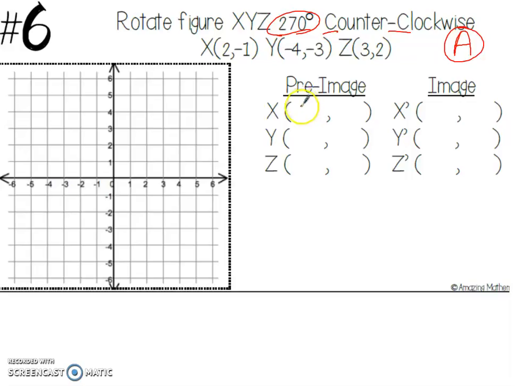So let's see. My first one is 2, -1, -4, -3, 3, 2. I'm going to go ahead and plot that one. So I'm at 2, -1. That's my X. -4, -3. And that is my Y. 3, 2. It's not prime. Good catch. There we go. Better. And then connect it.